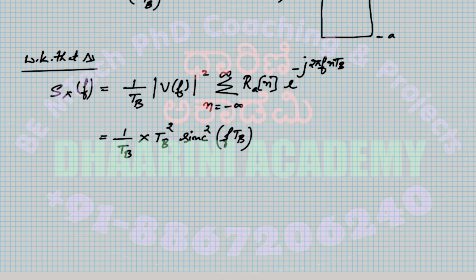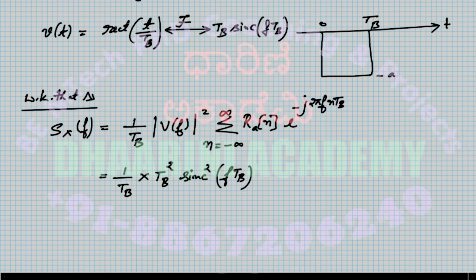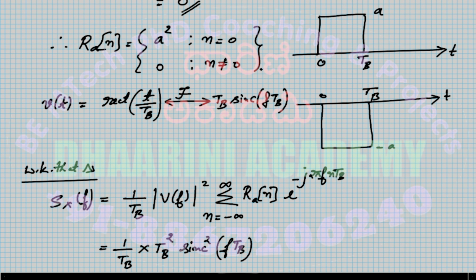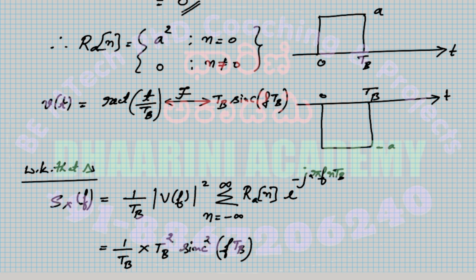Because you know the area of n, I'll just show you the area of n. You can see here, area of n is equal to A squared when n equals 0. It's 0 for n not equal to 0.